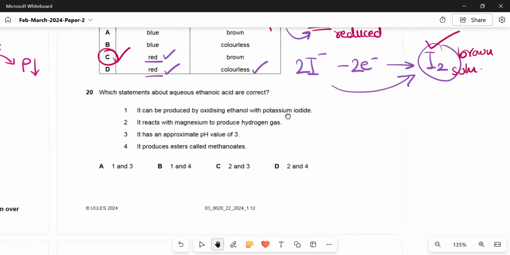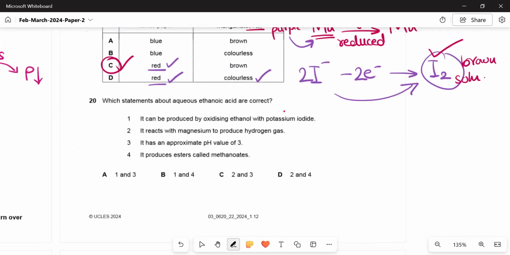Question number 20, which statements about aqueous ethanoic acid are correct? Ethanoic acid is an acid, but it's a weak acid, so which statement is correct? Let's see. It can be produced by oxidizing ethanol with potassium iodide. It reacts with magnesium to produce hydrogen gas. It has an approximate pH value of 3. It produces ester called methanoate.